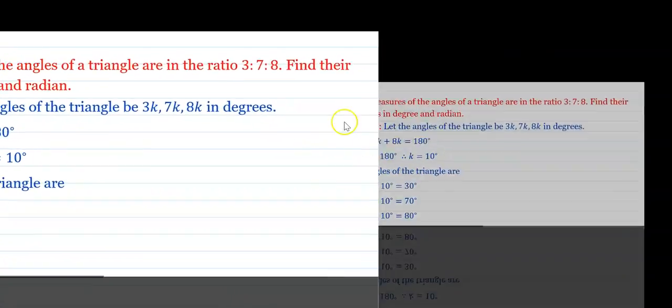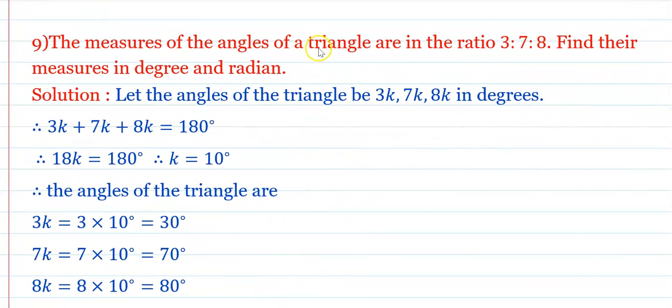question number 9. The measures of angles of a triangle are in the ratio 3:7:8. Find their measures in degree and the radian. Let the common multiple be k, and their measures are 3k, 7k, 8k. Their sum is equal to 180. That is 3k plus 7k plus 8k, 3k plus 7k is 10k plus 8k, 18k is equal to 180, and hence k is equal to 180 upon 18. You will get k is equal to 10.